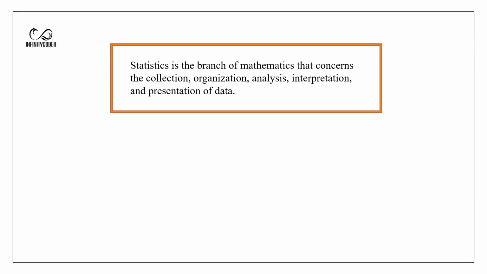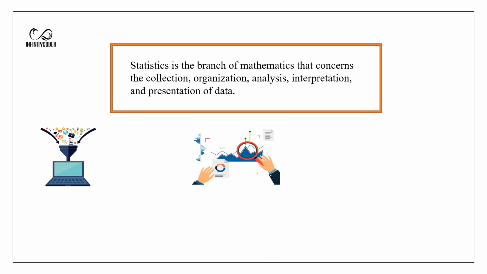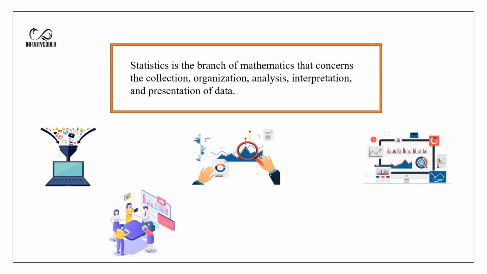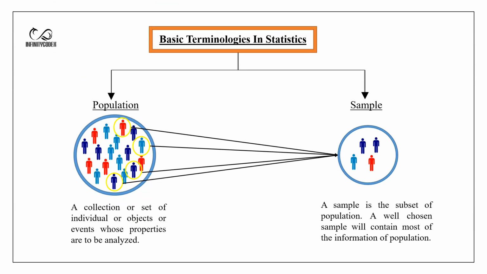Statistics is the branch of mathematics that concerns with the collection, organization, analysis, interpretation, and the presentation of the data. The basic terminologies in statistics are population and sample. Now, what is population? A collection or set of individuals or objects or events whose properties are to be analyzed. And what is sample? A sample is the subset of the population. A well-chosen sample will contain most of the information of the population.